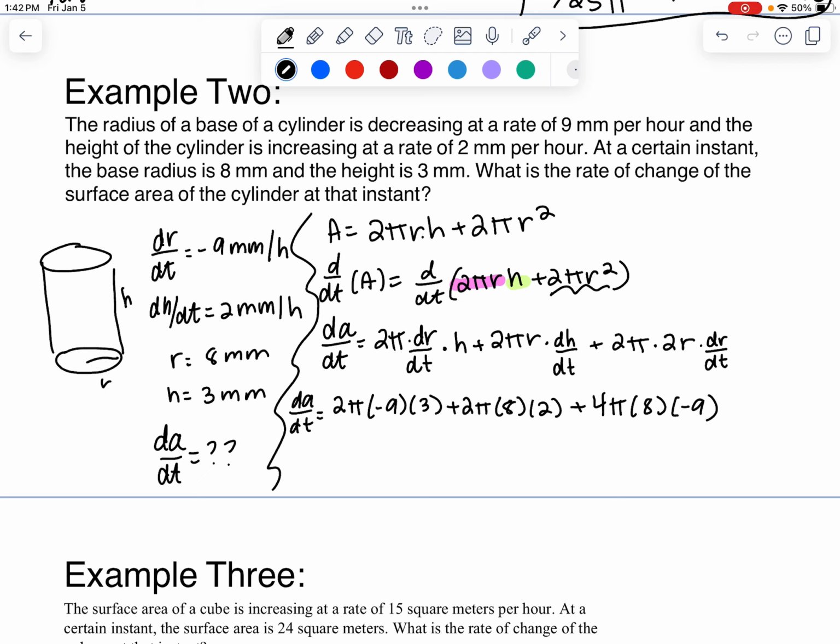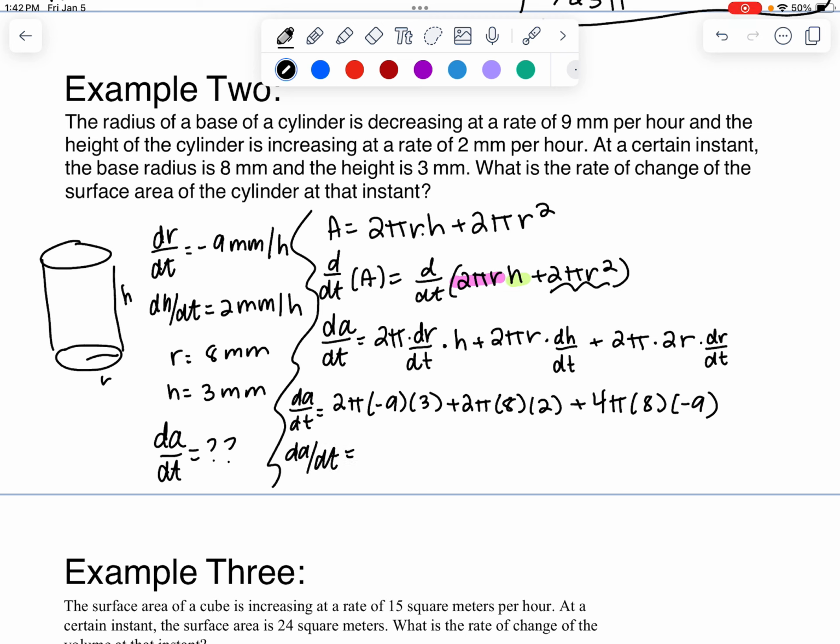I'm going to keep the pi in and then combine like terms. So this first term becomes negative 54 pi. Second term, 2 times 8 times 2 is 32, so that'll be 32 pi. And then that's the last term, 4 times 8 is 32. 32 times negative 9. I'm not doing this in my head. I already had it written out, so don't think I'm super good at this, but minus 288 pi. And then those are all like terms because they all have that pi in them, so the answer is going to be negative 310 pi, and it's an area, so it'll be millimeters squared per hour. So that is the answer. Let me know if you have any questions. We're going to keep moving on.